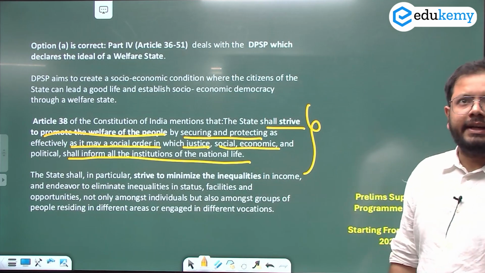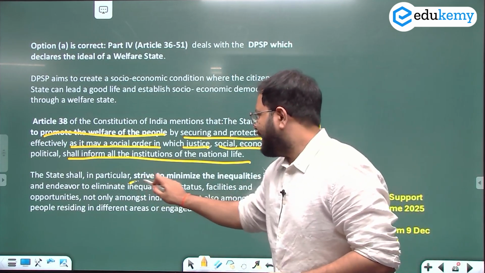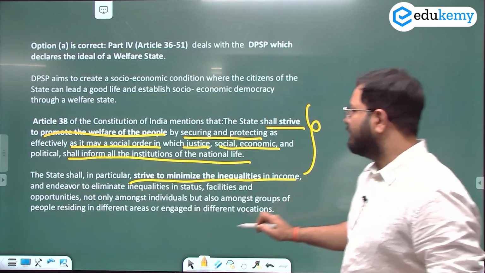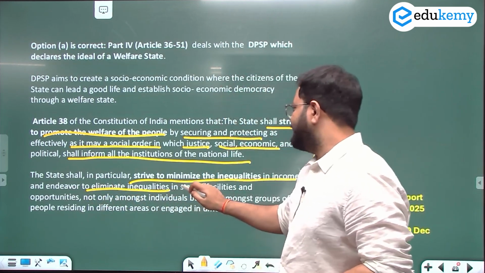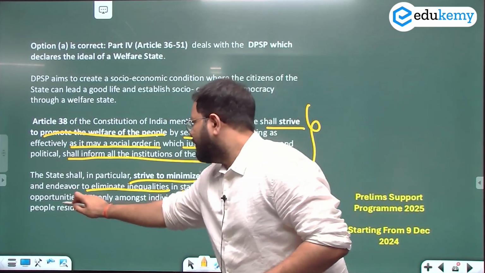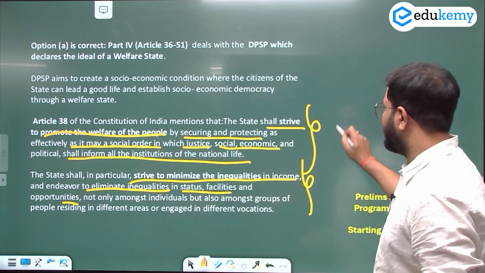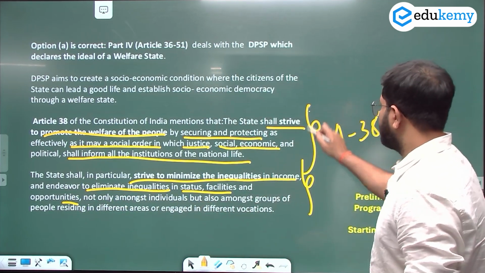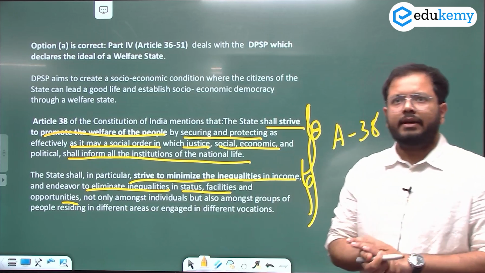और आर्टिकल 38 की एक और बात है, the state shall strive to minimize the inequalities in income and endeavor to eliminate inequalities in status, facilities and opportunities. Fine. ये भी अब आगे पूछ सकता है. This is also Article 38. Both are Article 38. Fine.